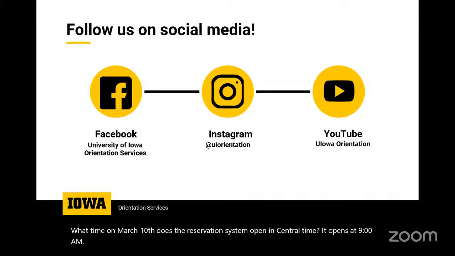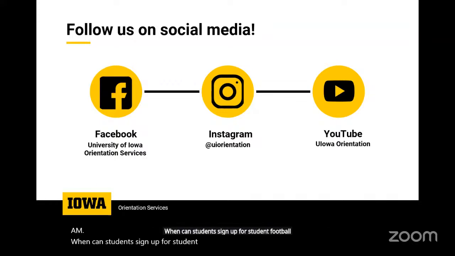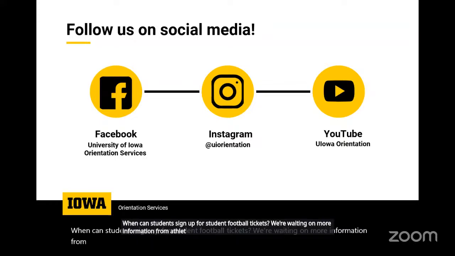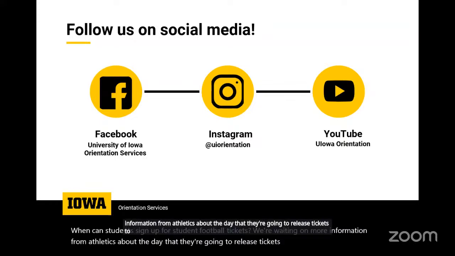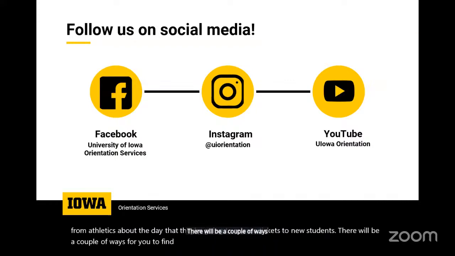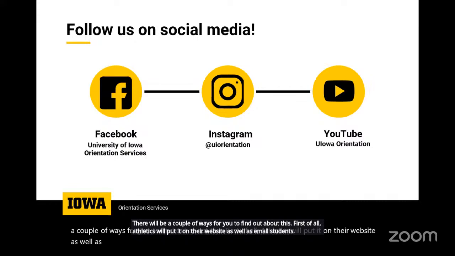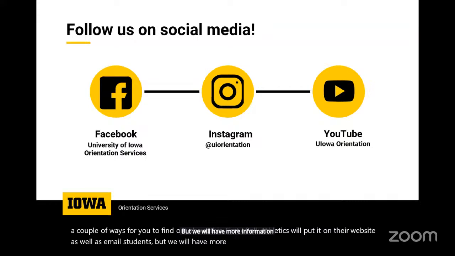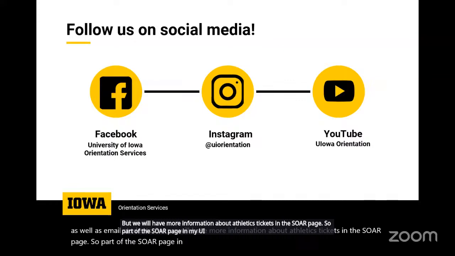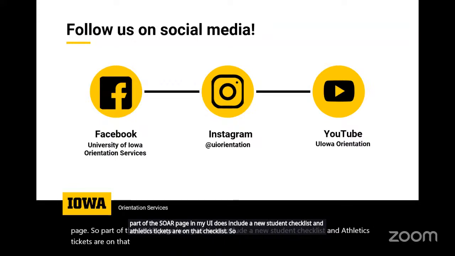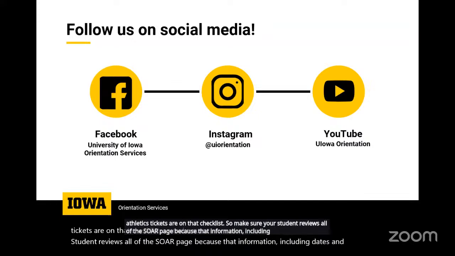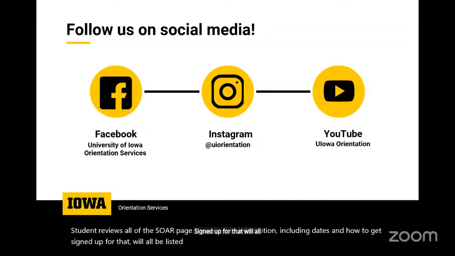When can students sign up for student football tickets? We're waiting on more information from athletics about the day that they're going to release tickets to new students. There will be a couple of ways for you to find out about this. First of all, athletics will put it on their website as well as email students. But we will have more information about athletics tickets in the SOAR page. So part of the SOAR page in MyUI does include a new student checklist, and athletics tickets are on that checklist. So make sure your student reviews all of the SOAR page, because that information, including dates and how to get signed up for that, will all be listed in the SOAR page.